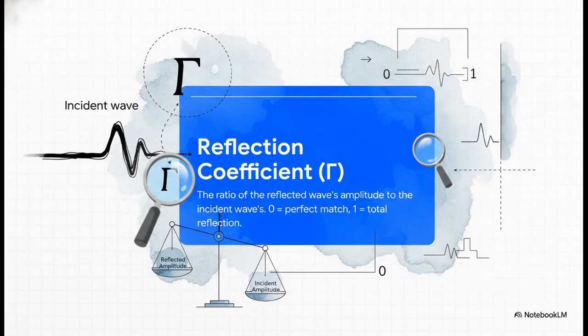And we have a way to measure this. It's called the reflection coefficient. Think of it as a scorecard for your connection. It's just a ratio of how much power is bouncing back compared to how much you sent out in the first place. On this scorecard, a 0 is perfect, a flawless match. A 1? That means all your power is coming right back at you.